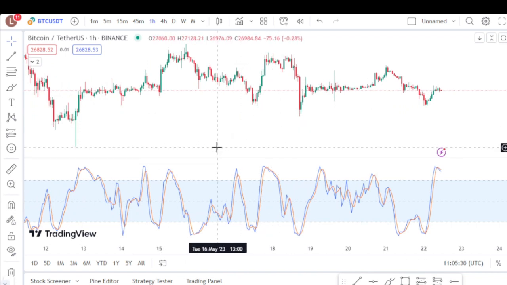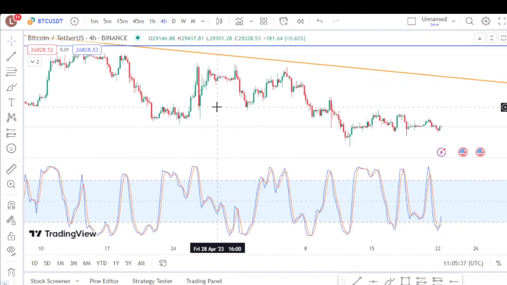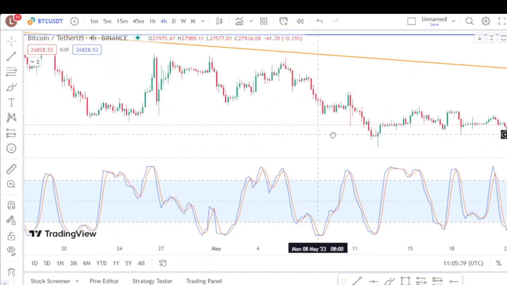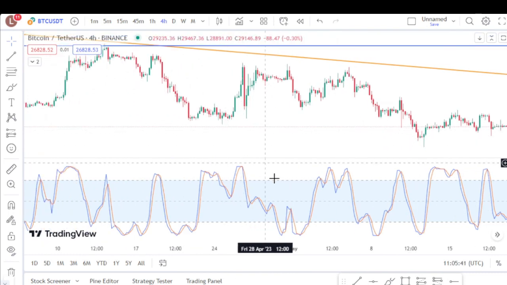Okay, so with the 1 hour time frame, you can get up to 18 to 20 trades per month. Then when you go to the 4 hours time frame, the chart is more clearer. On the 4 hours time frame, the chart is more clearer. You can see when it was overbought here.